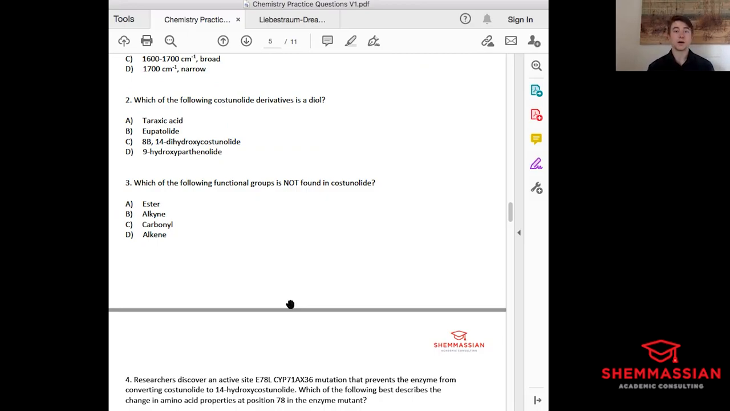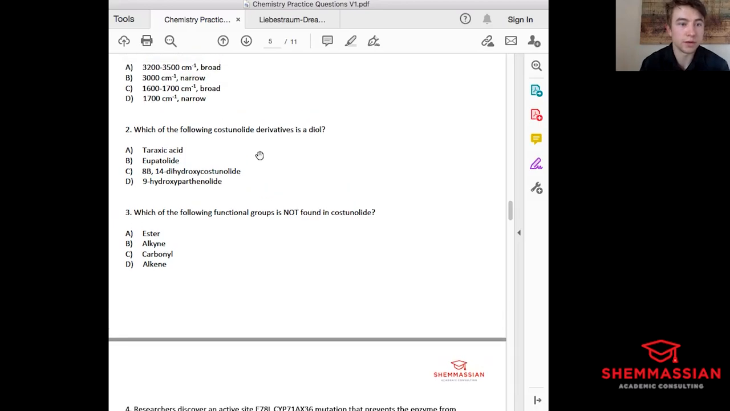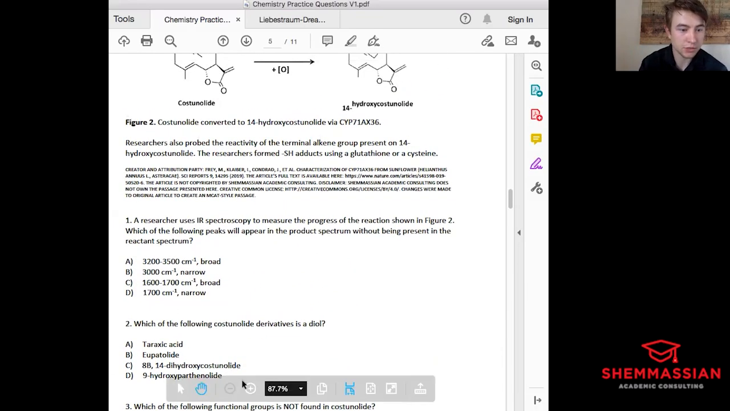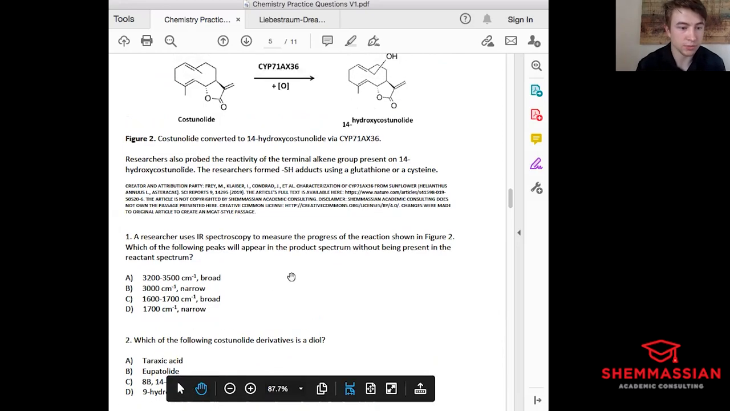But a diol is a di, and then what they really should do is put a dash and then OL, because a diol is two alcohols, or two alcohol functionalities on one molecule. So let's see which one of these has two OH groups.